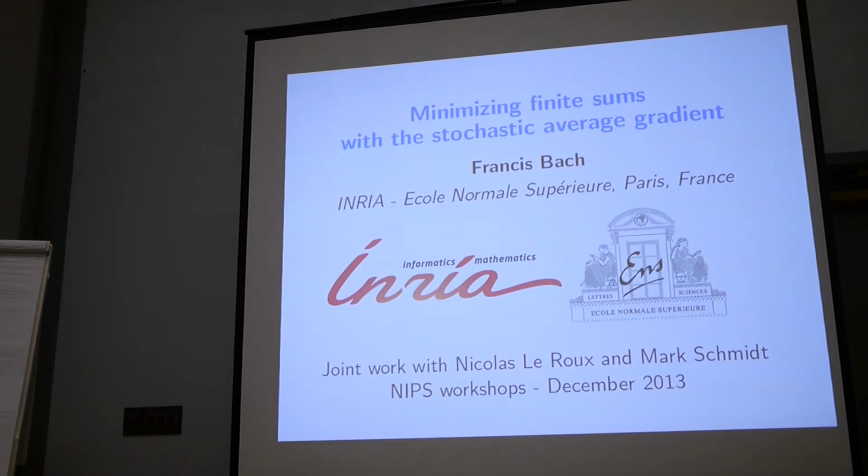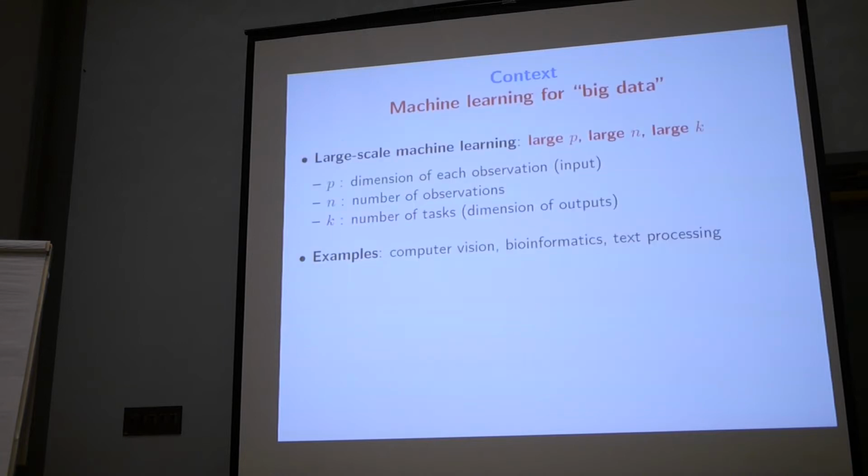Today I'm going to talk about a randomized method to do convex optimization. This is joint work with Nicolas Leroux, who might join Facebook, and Mark Schmidt, who might join Facebook. That's sad. Anyway, so the context is large-scale machine learning.